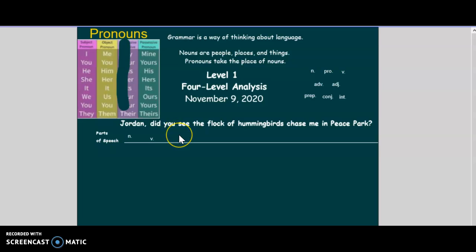You. So is you a person? Yes, right? Presumably we're talking to a person. Even if we were talking to, say, our dog, and some of us talk to our animals like they're people, right? But even if this Jordan is a dog, it would still be a thing. So you is a person, place, or thing. But now we need to decide, is it a noun or a pronoun? Is it taking the place of a noun, or is it a noun?